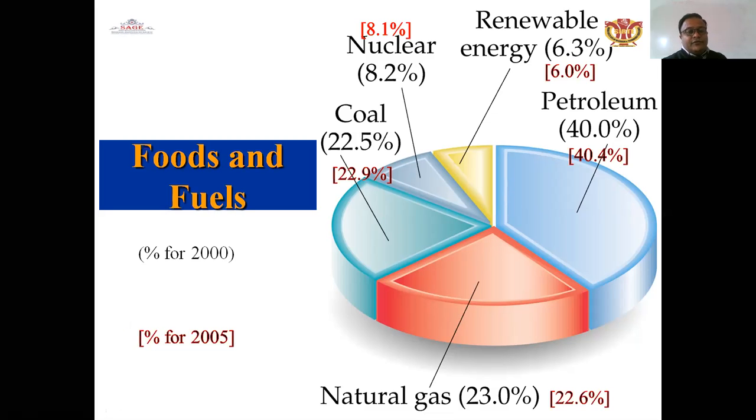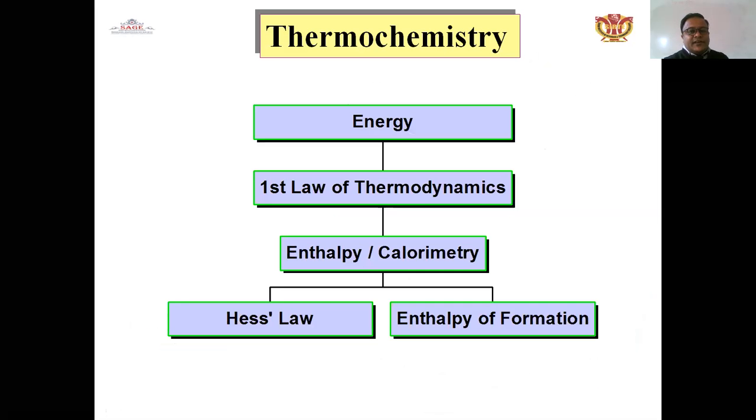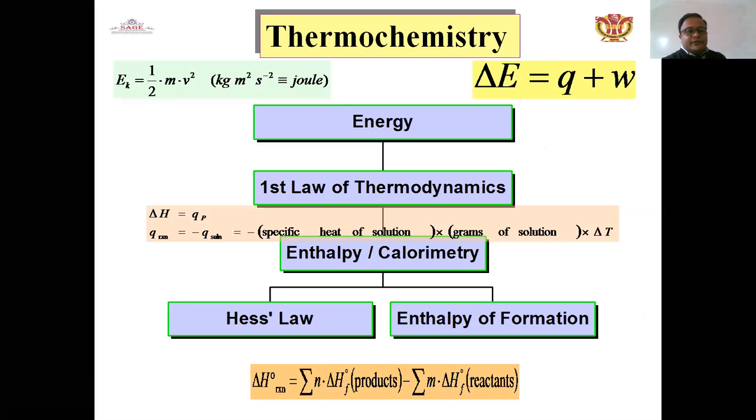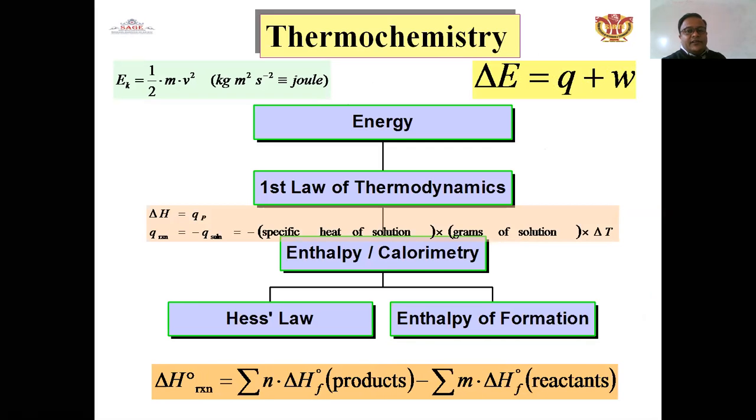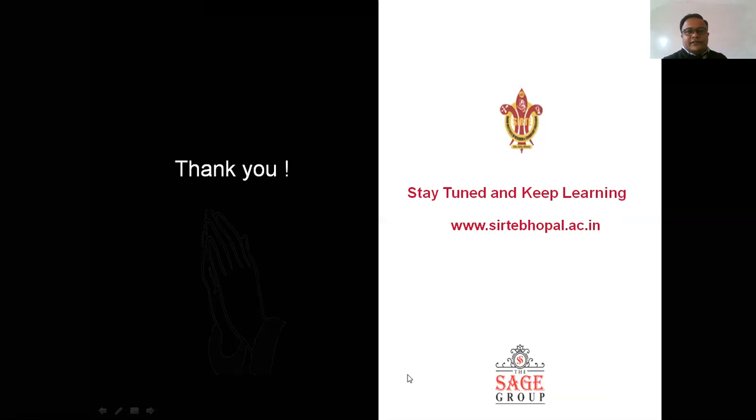Percentage for 2000 and 2005, this is the difference. Thermochemistry, that is the energy, the first law of thermodynamics, which we already covered in the first slide. There we had kinetic energy, and the change of internal energy is equal to Q, the heat transfer, plus the work done. After that the change of enthalpy is the enthalpy of the products minus the enthalpy of the reactants. So thank you, that is today's lecture.